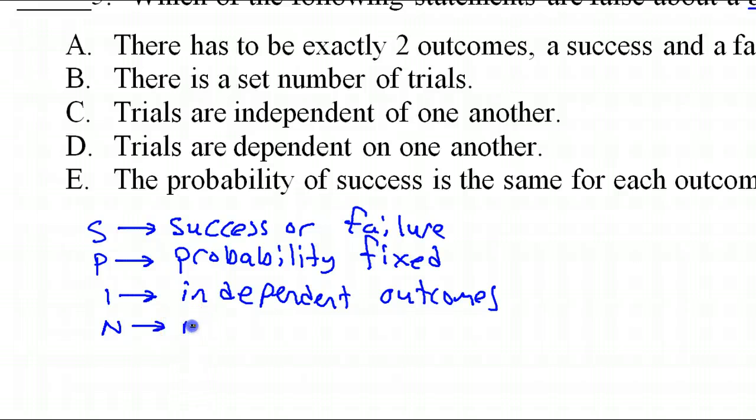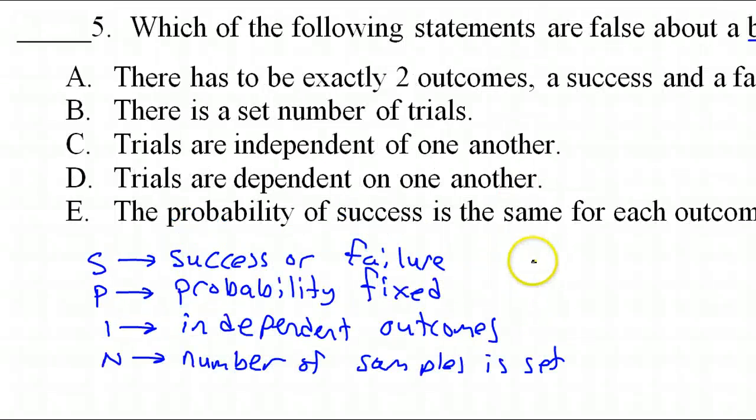And the number of samples is set or fixed, decided ahead of time. Okay? All right, so I'm looking for something that's false. These are all true, so anything that sounds like one of these is going to be true. I'm looking for one that's different from one of these, or even the opposite of one of these. That's the one I'm looking for.